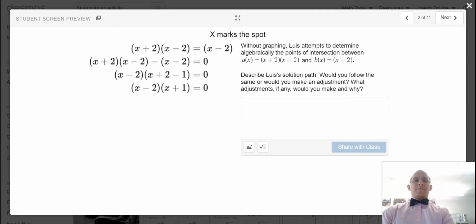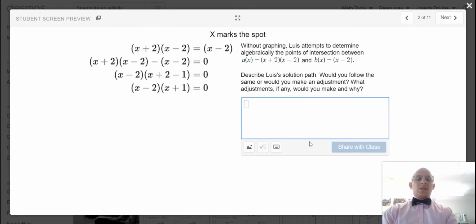In X Marks the Spot, without graphing, Lewis attempts to determine algebraically the points of intersection between these two polynomials. Describe Lewis's solution path. Would you follow that same path, or would you make an adjustment? What adjustments, if any, would you make and why? You can copy and paste both of those functions into our text box using the square root button. So you can type math and detail your specific strategy and if it aligns or goes against what Lewis was doing.